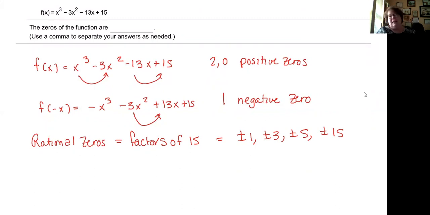Now, even if I don't look at the rational zeros or Descartes' rule of signs, I always check to see if 1 is a zero. It's the easiest number to test, so check it first. If it doesn't work, then just work your way down. Check 3, then check 5, then check 15. If none of those are zeros, which one of them probably is, but if none of them are, then start checking negative 1, negative 3, negative 5, and negative 15. You can do this really quickly using synthetic division.